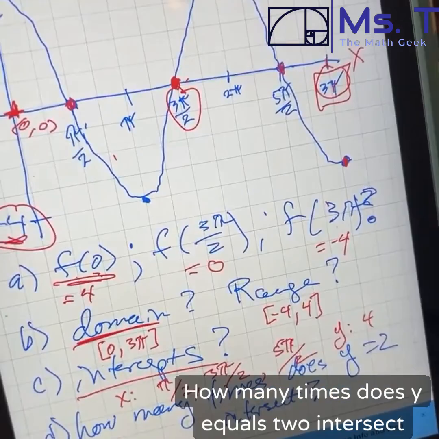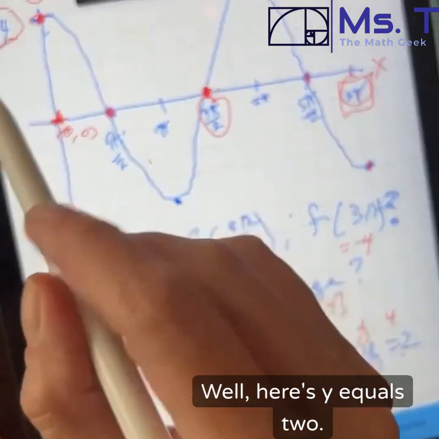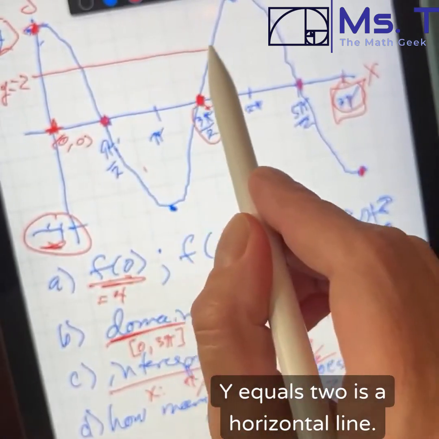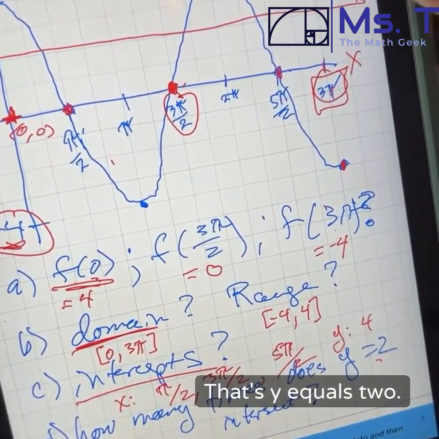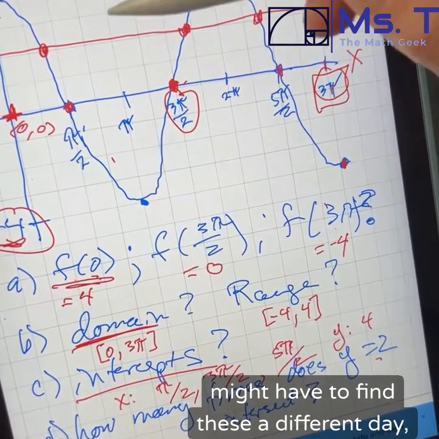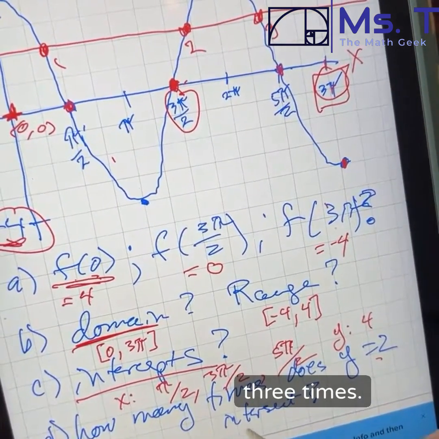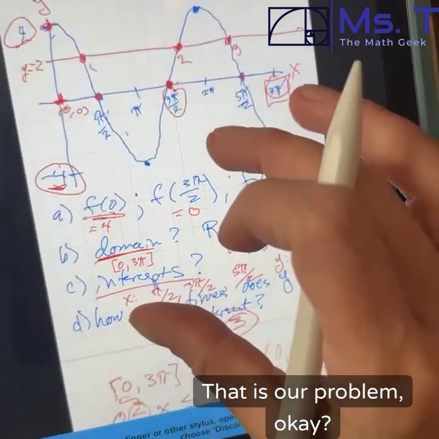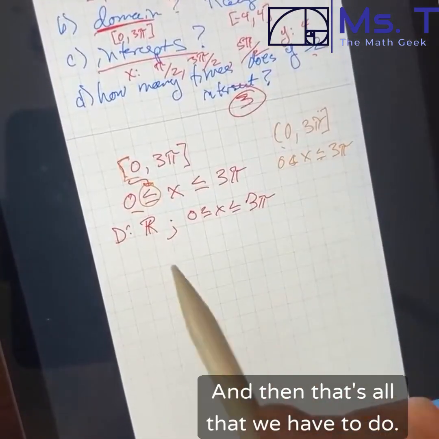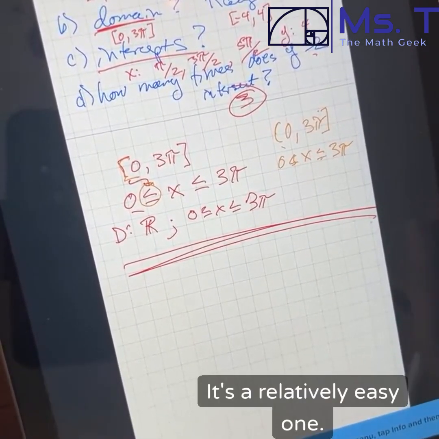Okay, last question. How many times does y equals 2 intersect the graph? Well, here's y equals 2. We've got to draw the line. y equals 2 is a horizontal line. So we aren't asked where, although we might have to find these a different day, but how many? So that'd be, of course, 1, 2, 3 times. 3. That is our problem. You see the totality of this? That's all that we have to do. It's a relatively easy one.